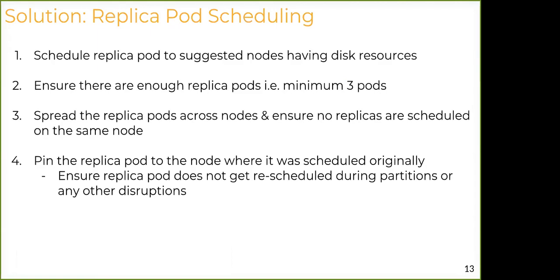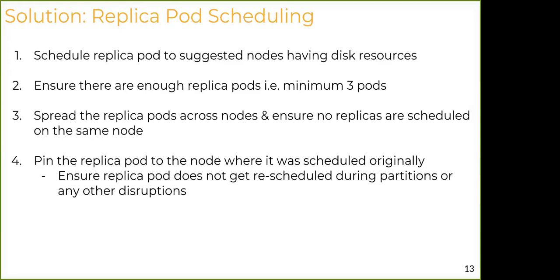The third one talks about spreading the replicas across the nodes. Obviously, to have good high availability, we would like to have the volume pods spread across nodes rather than one or multiple pods getting scheduled on the same node. Why? Because if that particular node goes for a toss, we will be losing one or more or all the pods. So it's good to spread the replicas across the nodes.